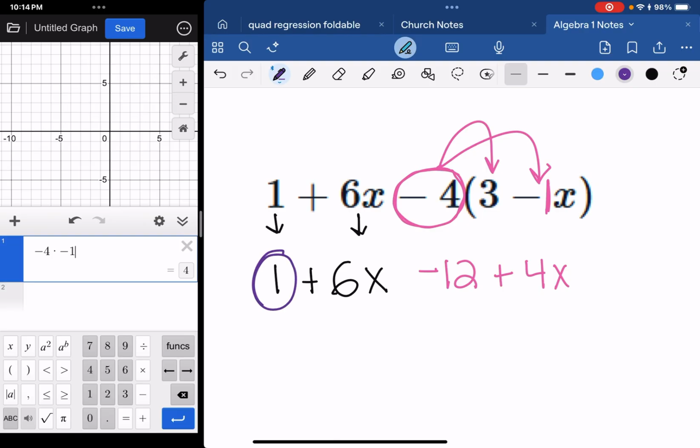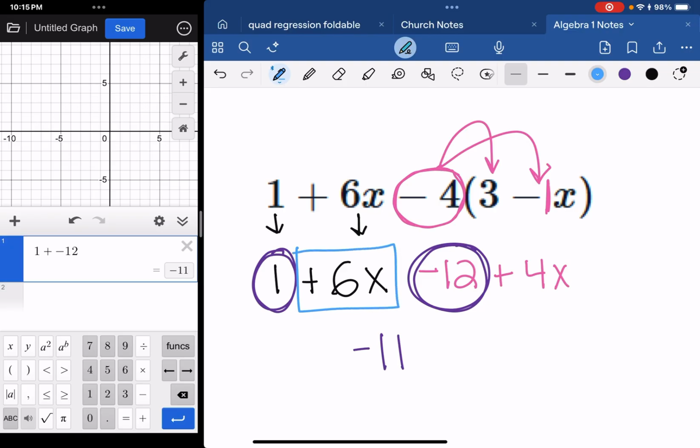So my first term is a constant. So I need to go find the other constant, making sure I circle the sign in front. So that is a 1 plus a negative 12. So that's a negative 11. And then I have 6x plus a 4x. So that is a 10x. And that is our answer.